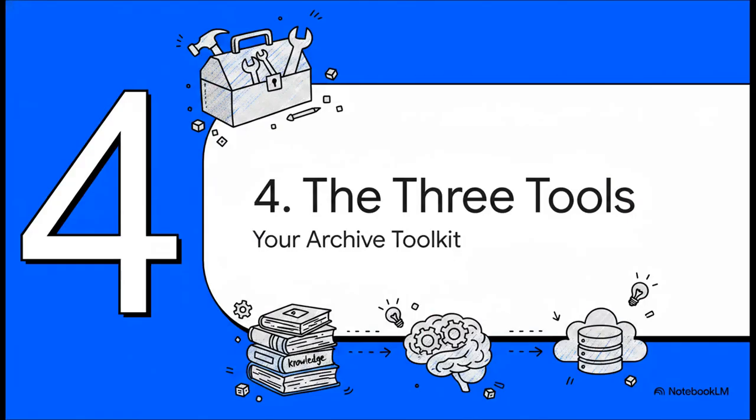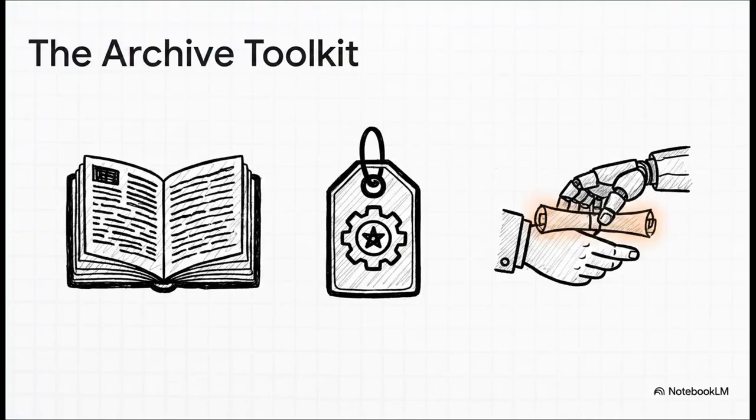Okay, so we totally get the why now. Let's get into the how. We need an actual toolkit to make this whole thing happen. And thankfully, we've got three beautifully simple, really practical tools to work with. Here they are: the shared ledger, the identity tag, and the summary handoff. Now let's break down not just what they are, but why they're so effective.